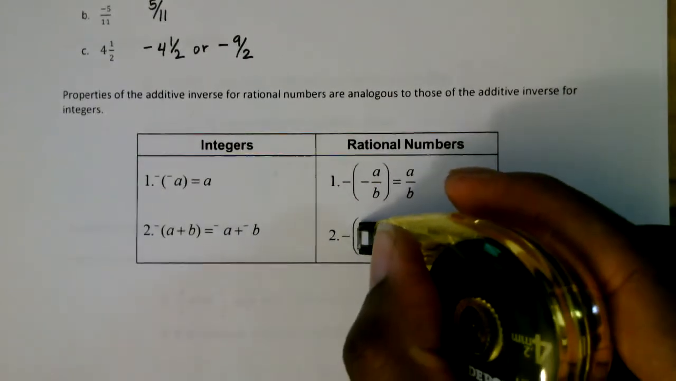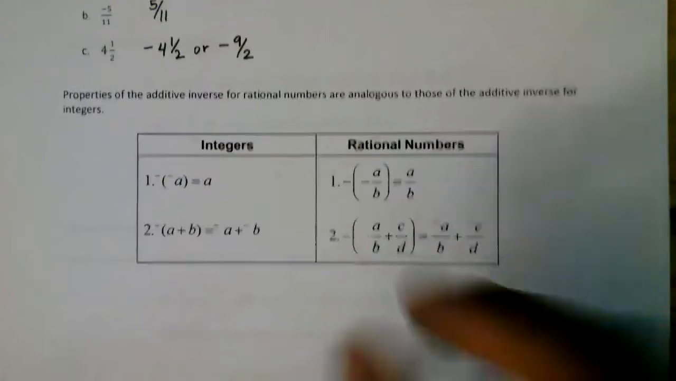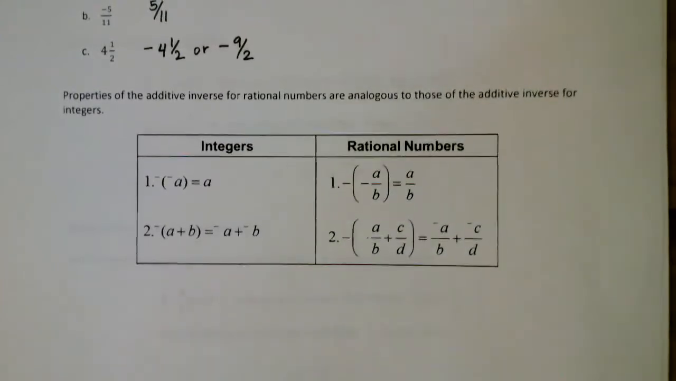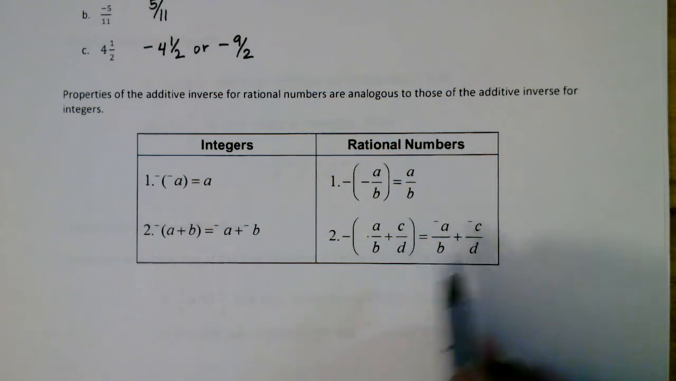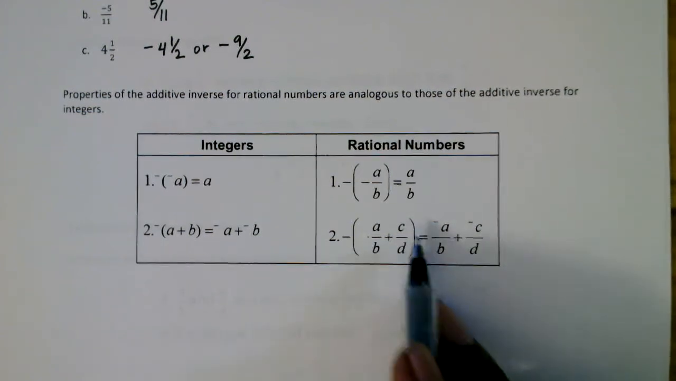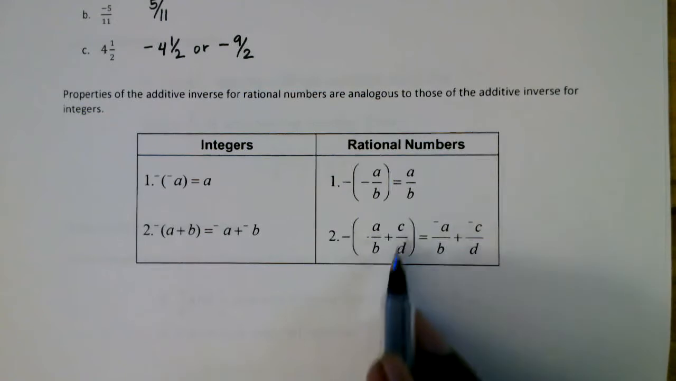And then the opposite of, and that should be a over b plus c over d. I don't know where that came from. So let me wipe that out. That should be the opposite of a over b plus c over d. That would be just simply negative a over b plus negative c over d. Distribute the negative over the a over b and the c over d.